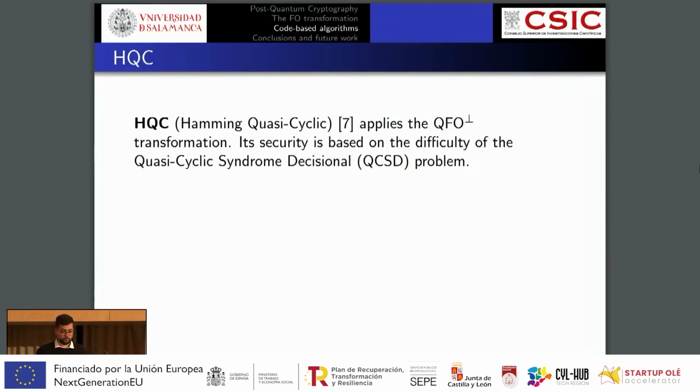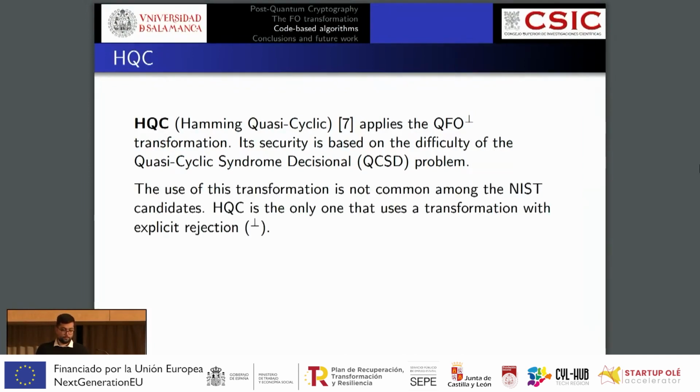The last code-based algorithm that we have studied is HQC. HQC applies the QFO transformation with explicit rejection. The Q means, as I was saying earlier, that it uses an additional hash to sign the shared secret. And it's very interesting that this algorithm uses this transformation because it's the only one in the third round of the NIST call that uses a transformation with explicit rejection.